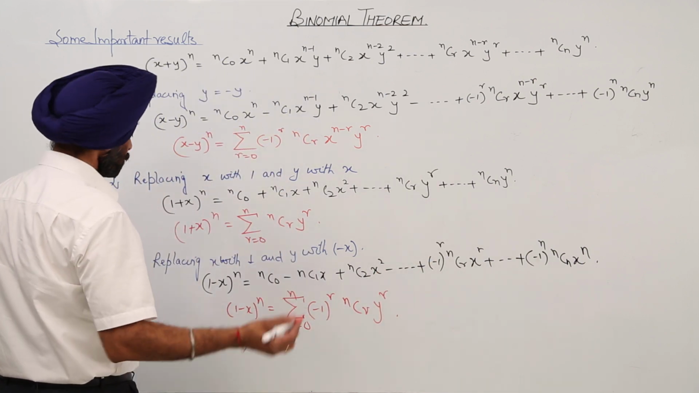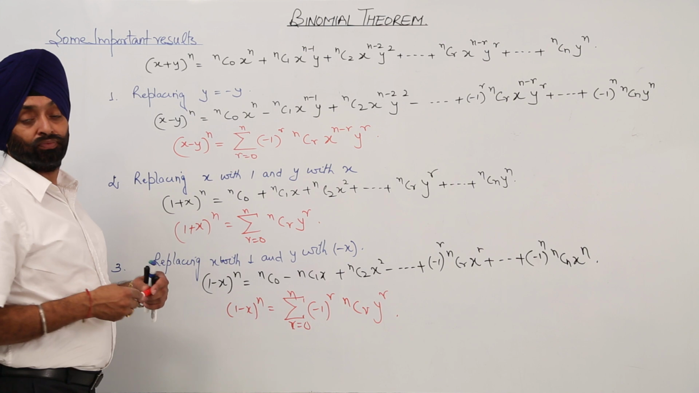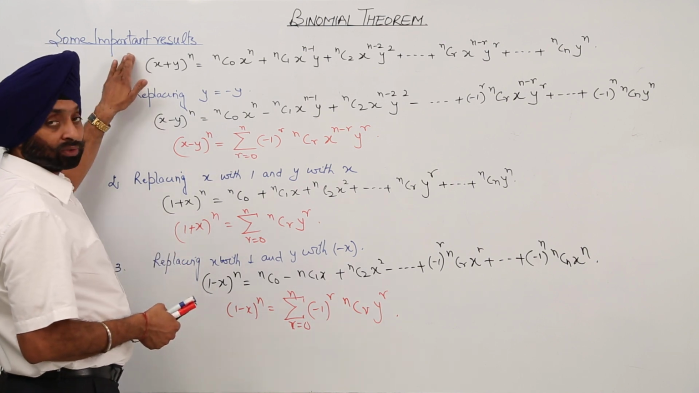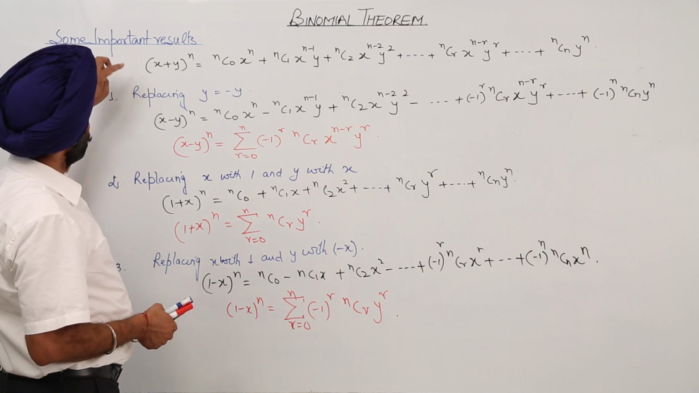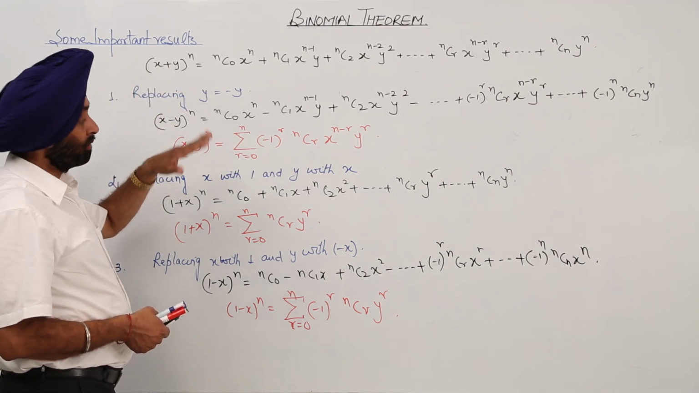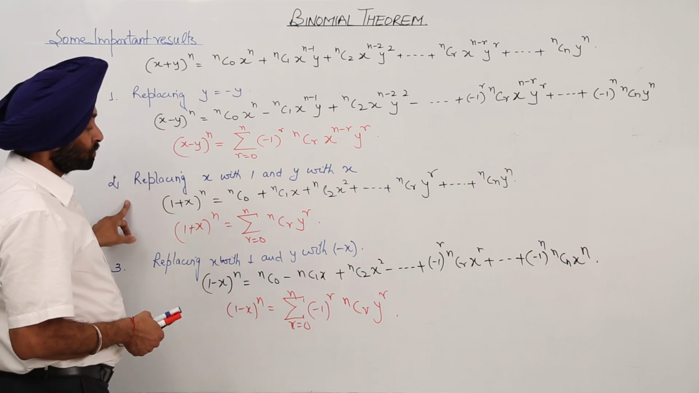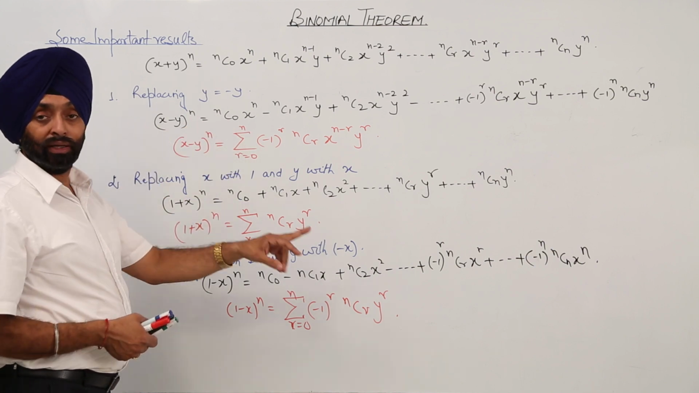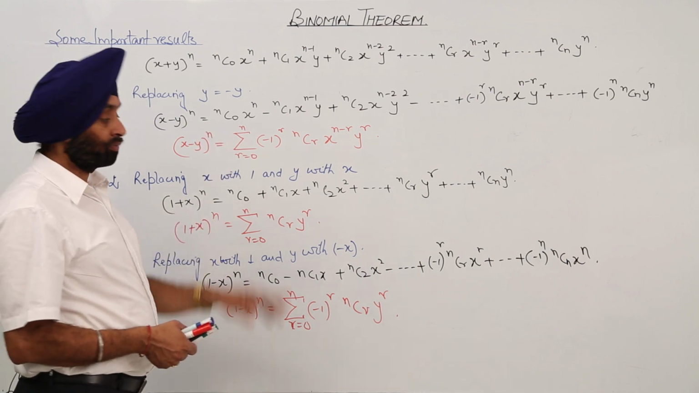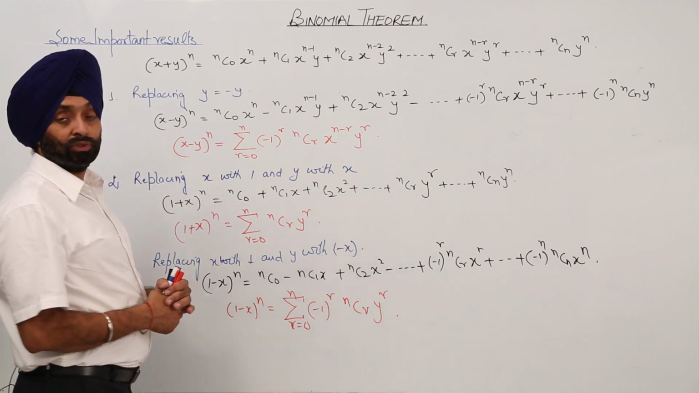So these are the four cases. This one is the very first one, that is the binomial theorem. Now in the first one, in place of y, what if we are putting negative of y? Then in case 2, if x is 1 and y is x. In case 3, when x is 1 and y is negative of x. So these are the results which we have to follow.